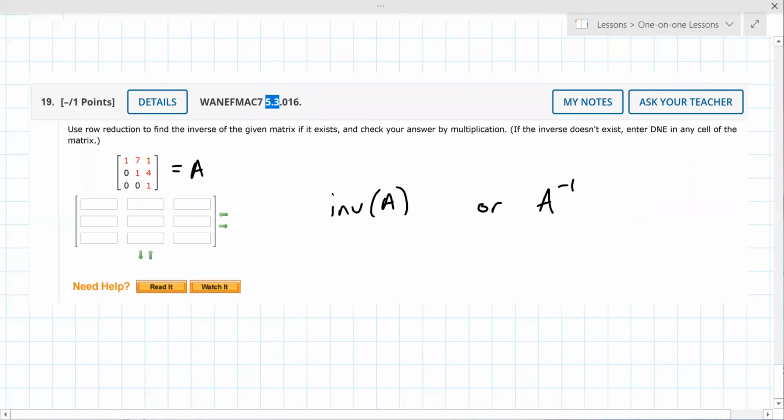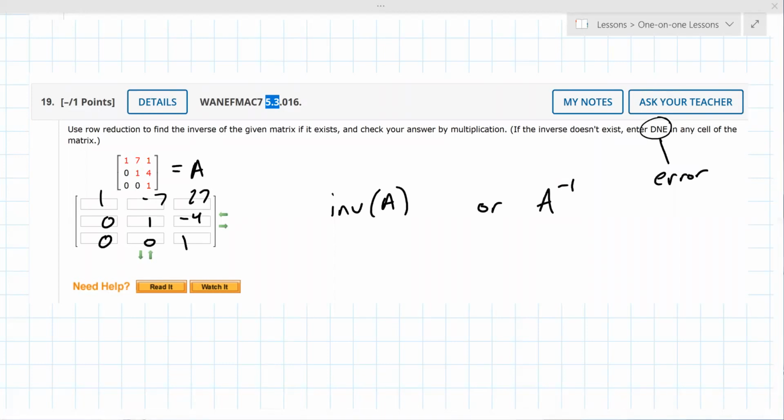It's possible that it does not have an inverse, and you would get some sort of error on your calculator when you do that. But always check that you entered it correctly, like you've been saying you'll do. And then the inverse, I got 1, -7, 27, 0, 1, -4, 0, 0, 1. That's right. Yeah, I got that too. Perfect. Okay, so those are the questions from 5.4.